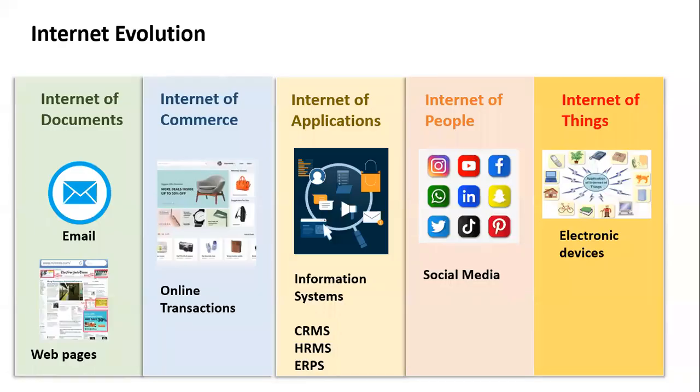Right, everyone. We were discussing internet-based applications. Children, now the internet has passed through five eras. The first era of the internet is called the internet of documents. In that era, people used the internet for sending emails and just to view web pages.